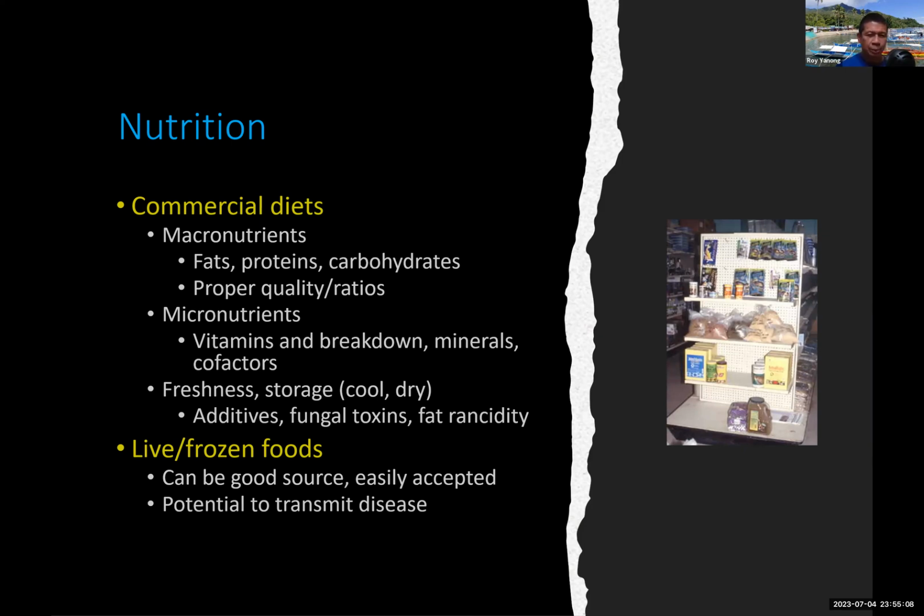Freshness and storage is really, really important. You want to make sure that it's being used before its expiration date and that it's being stored properly. Typically with a lot of pelleted feeds, et cetera, it's going to be suggested that they be kept in cool, dry places. If they get too moist and too warm, you may get fungal toxins, or the fat may become rancid, or vitamins, et cetera, will break down. So it's really important that they are stored properly. We talked about live and frozen foods. They can be a good source, but again, they can potentially transmit disease as well. So you want to keep that in mind.